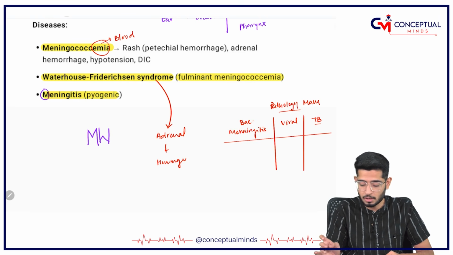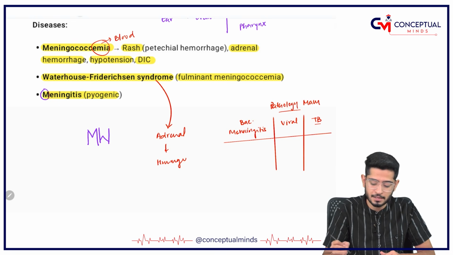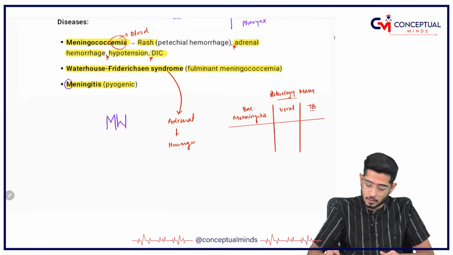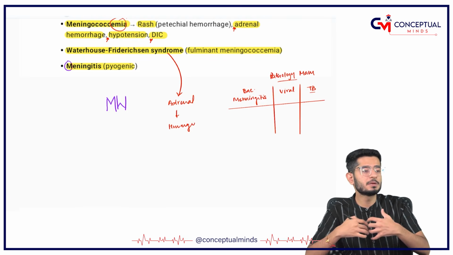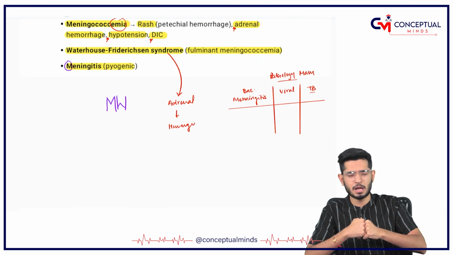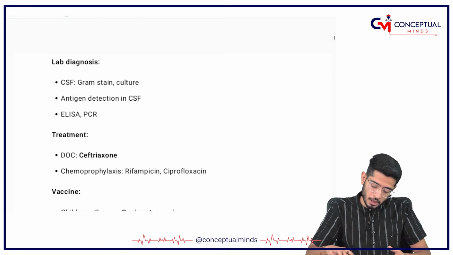Meningococcemia means meningococcus in the blood, that leads to rash, petechial hemorrhages, that leads to adrenal hemorrhages, that leads to hypotension and in fact DIC as well. You have to just remember adrenal hemorrhage, hypotension, DIC. Waterhouse-Friderichsen syndrome, I have told you, is a fulminant meningococcemia. That means meningococcemia is occurring at a very fast pace. Clear?